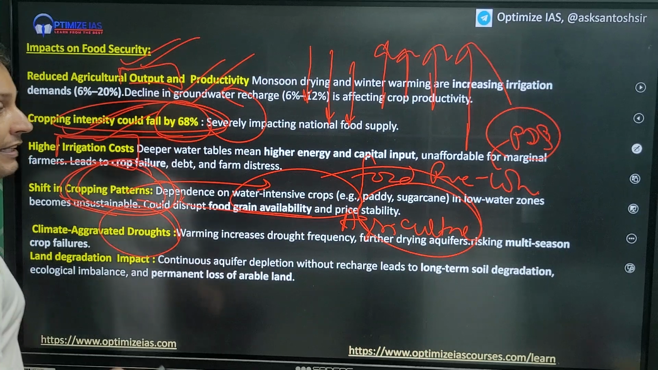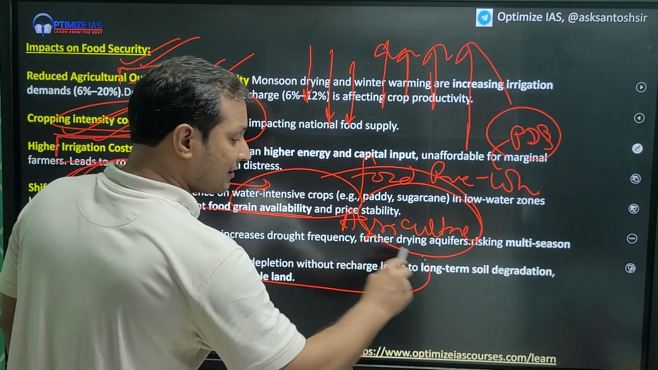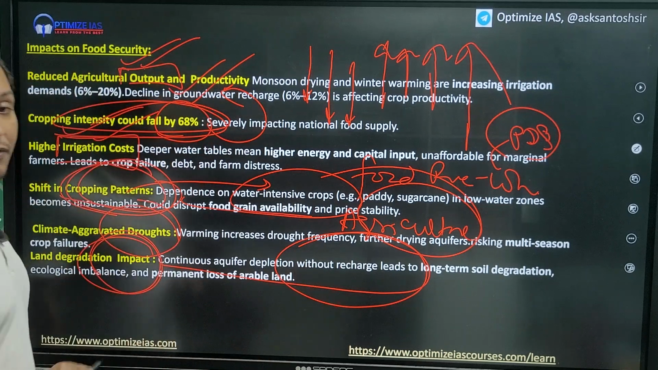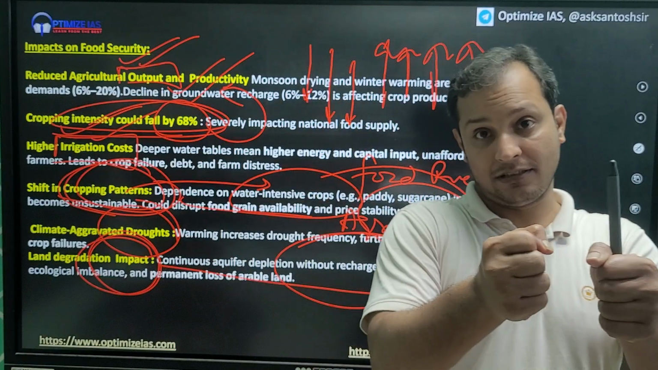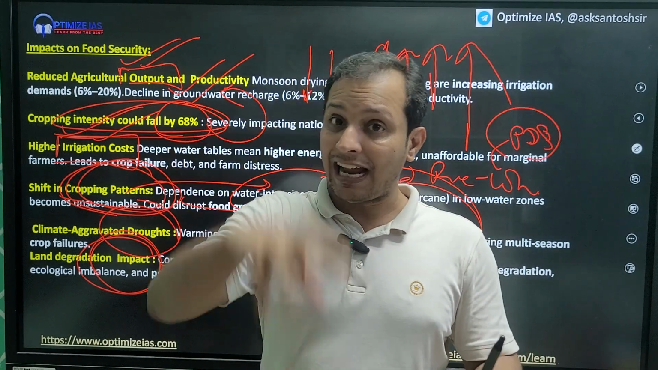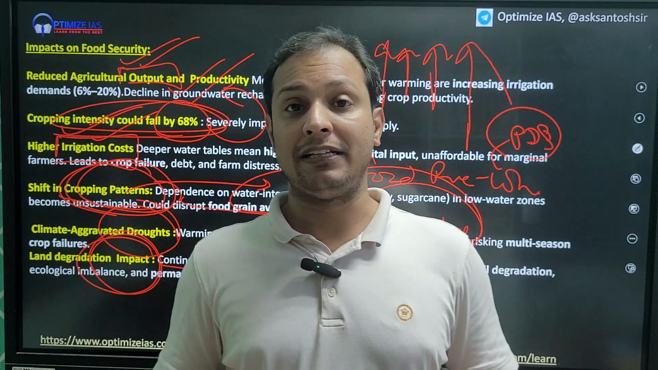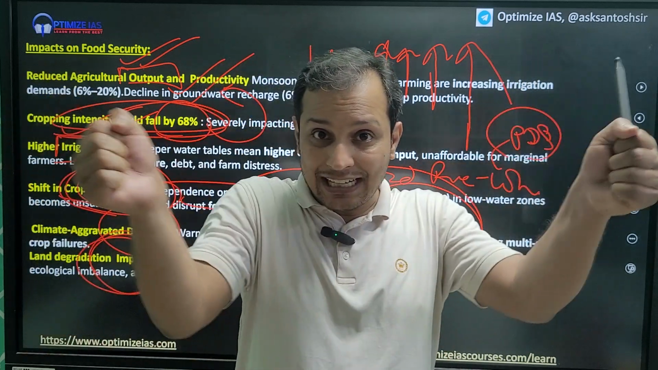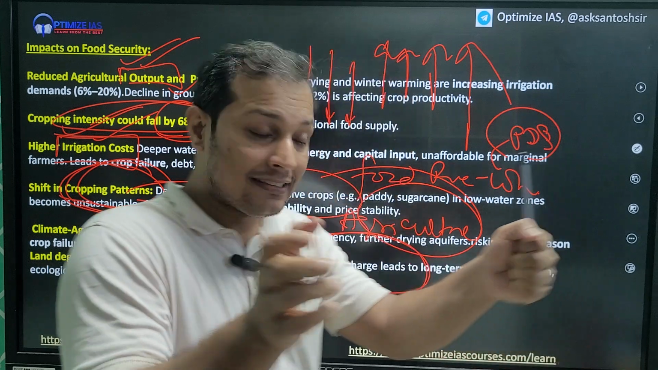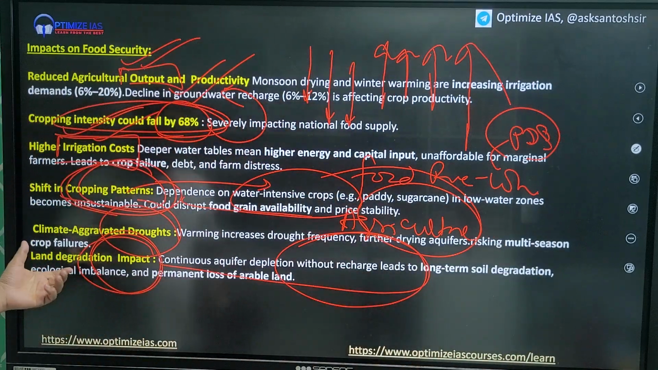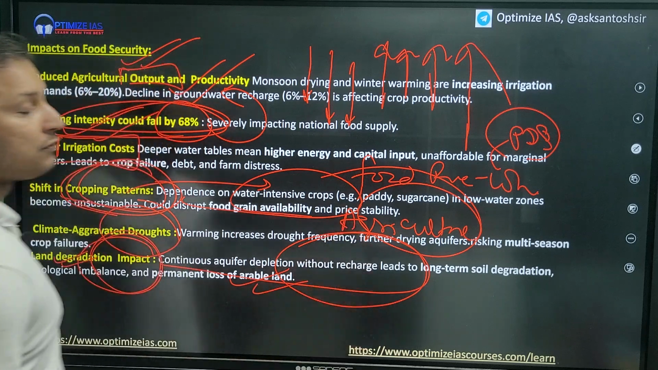And last but not the least, the falling groundwater level is also impacting the land fertility. Guys, land fertility is directly linked to water. If there is no water, land degradation takes place. Land desertification takes place. So guys, water and land are linked to each other. Therefore, land degradation will happen, and land degradation will obviously impact the food security.